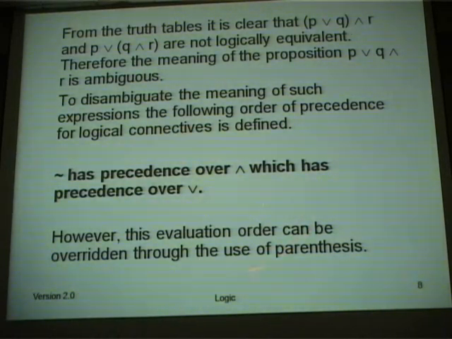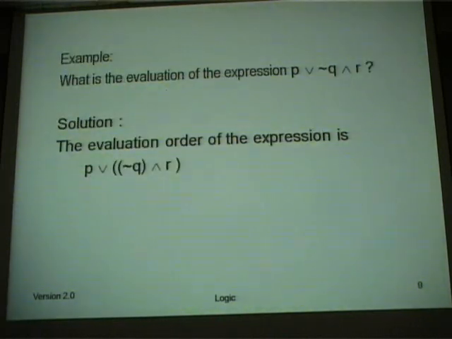However, this evaluation order can be overwritten through the use of parentheses. For example, this one. You can show in which order you operate by putting the parentheses. So this one you operate first, therefore you put the parentheses here. Next you operate the conjunction, so you put the next parentheses around the conjunction.